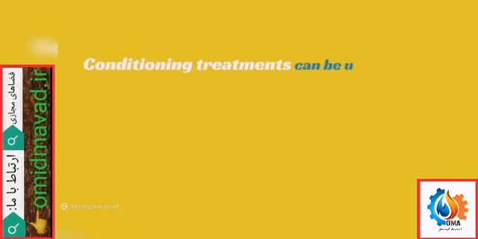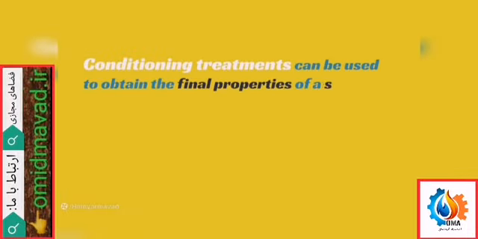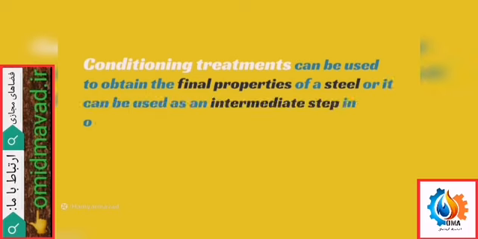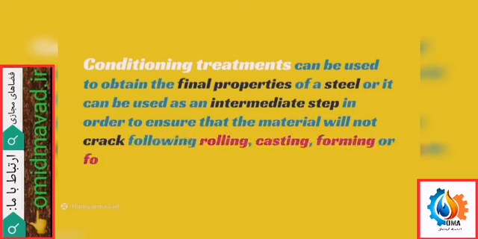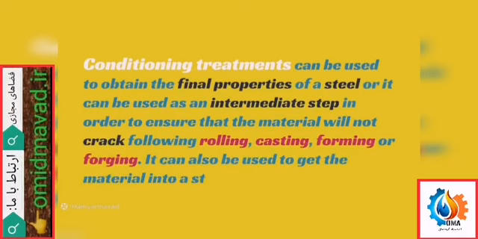Conditioning treatments can be used to obtain the final properties of a steel, or it can be used as an intermediate step in order to ensure that the material will not crack following rolling, casting, forming or forging. It can also be used to get the material into a state to aid in machining.